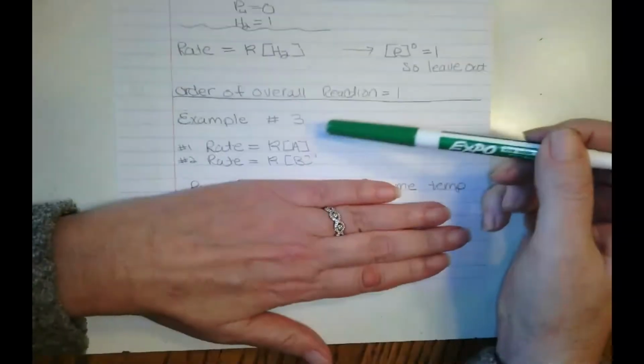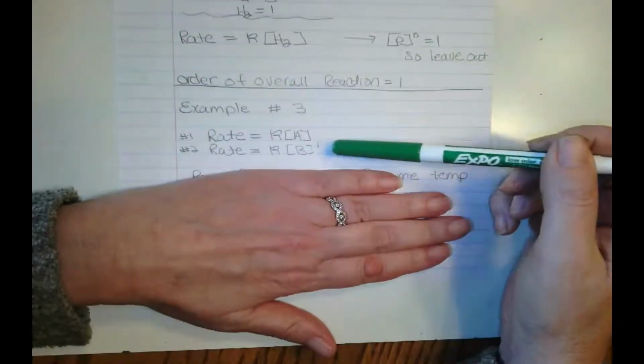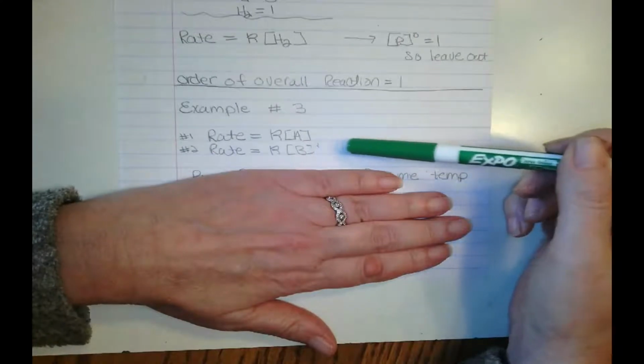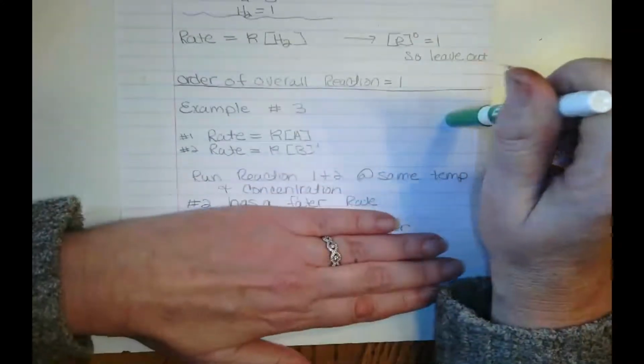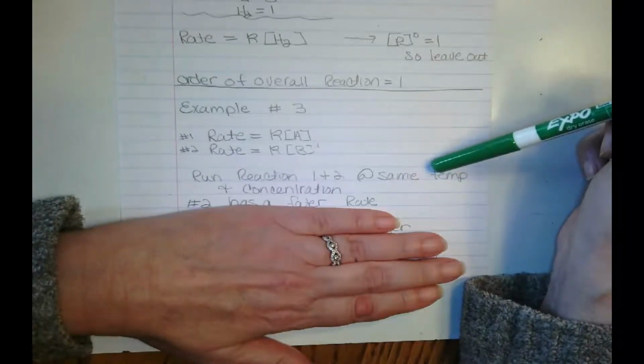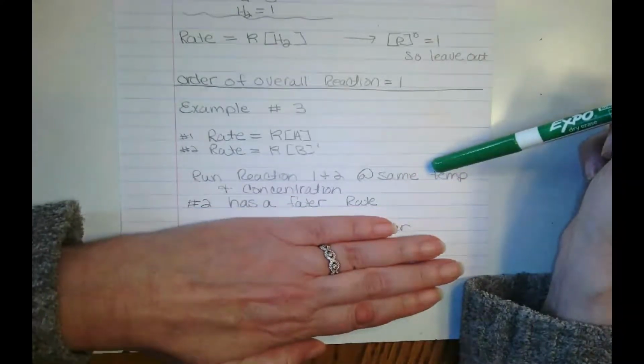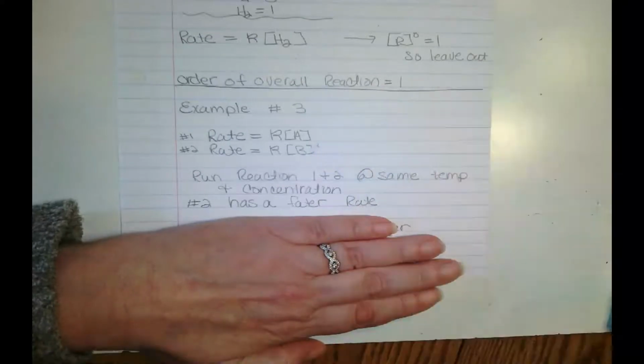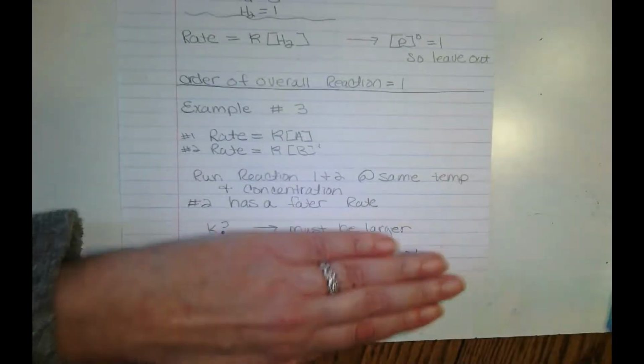Okay, so example number 3. I have these two rate laws. They're two different formulas, and I'm going to tell you that they're run at the same concentration and the same temperature. So I am going to tell you that 2 has a much faster rate. So what does that tell us about our K in number 2? Well, it tells us that our K must be bigger, because my rate's faster.